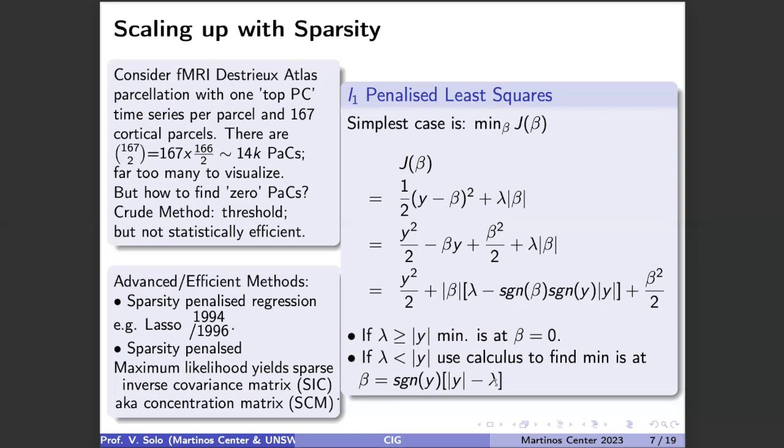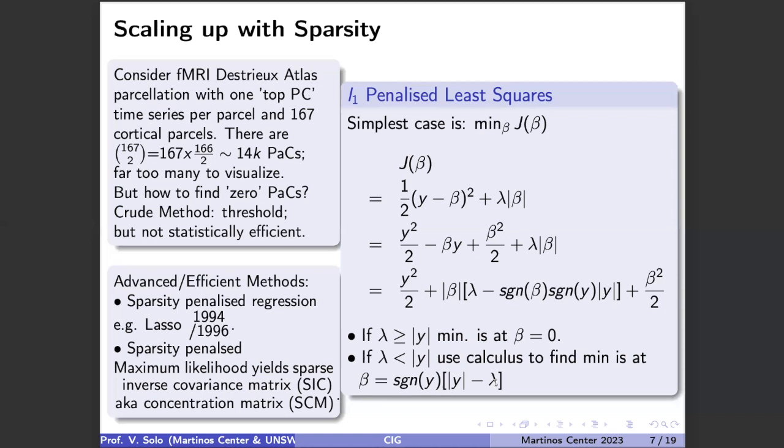But this is the central idea of automating the thresholding. And because you've done it by modifying the criterion that you're optimizing, in our case with a covariance matrix, it will be a penalty on the likelihood function. This will enable you in principle to get closer to statistical efficiency.